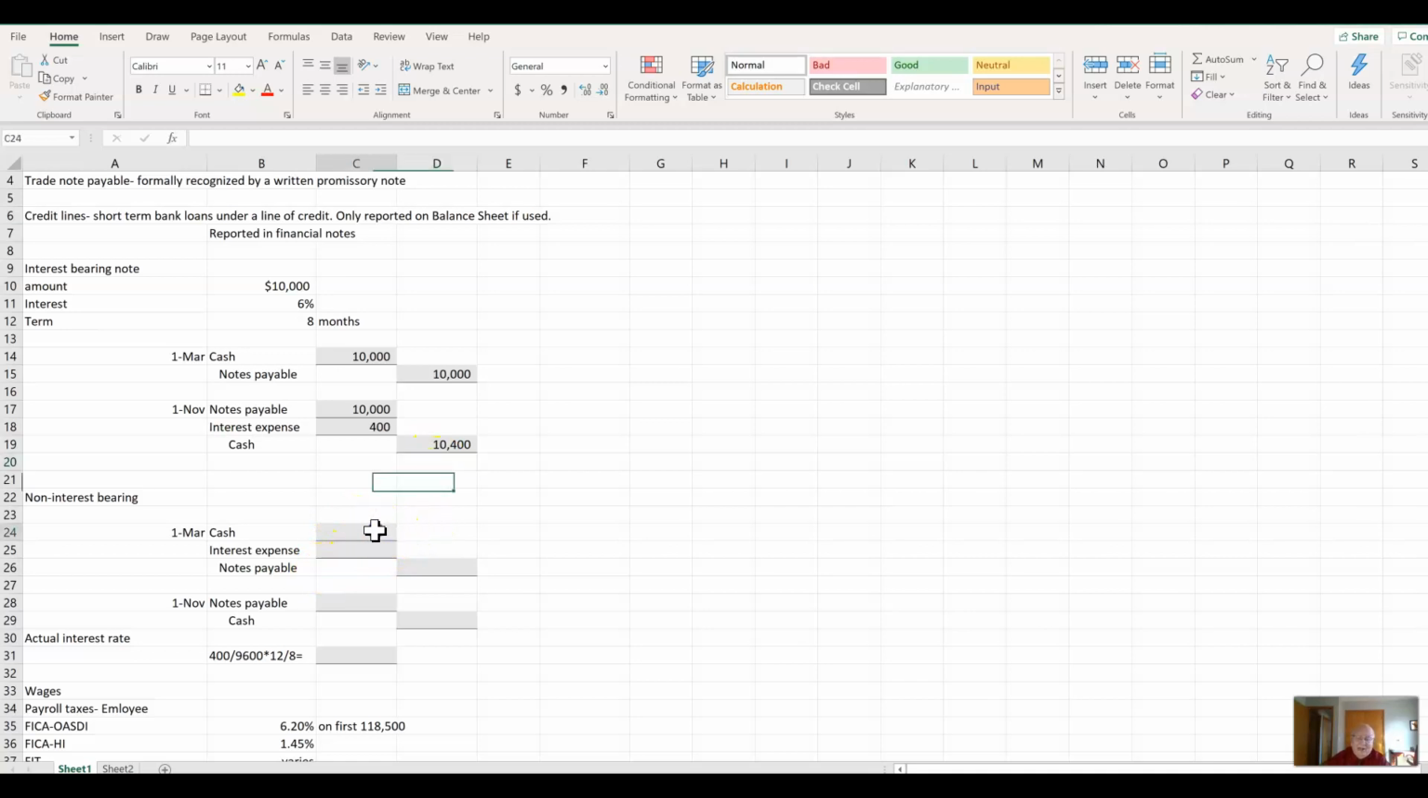Now, if it's a non-interest bearing note, which means they don't charge interest for it, but the interest is actually deducted prior to you getting the loan, so it's calculated. It's just like this will be a 6% discount rate then instead of a 6% interest rate. So in that case, the cash you'd receive would be $9,600. $400 is the interest expense, and $10,000 would be for the note.